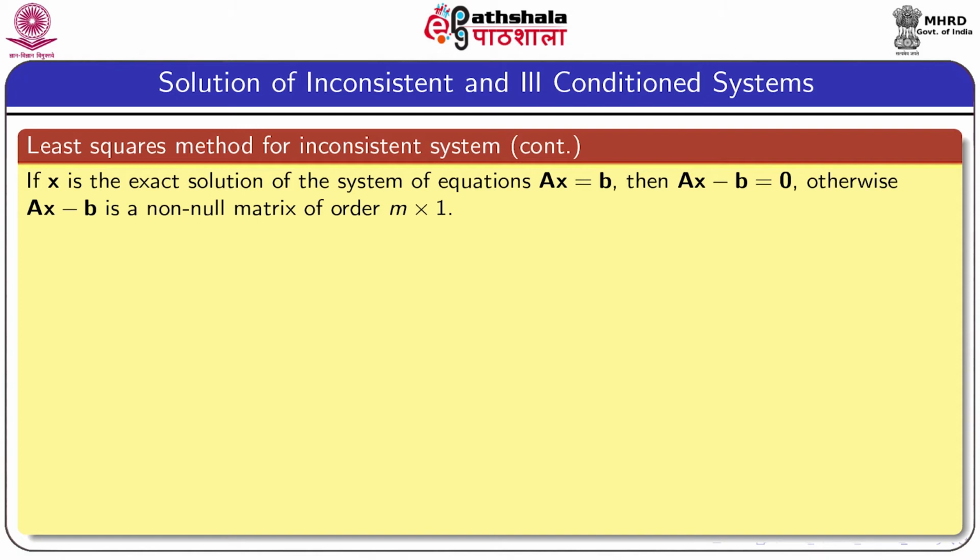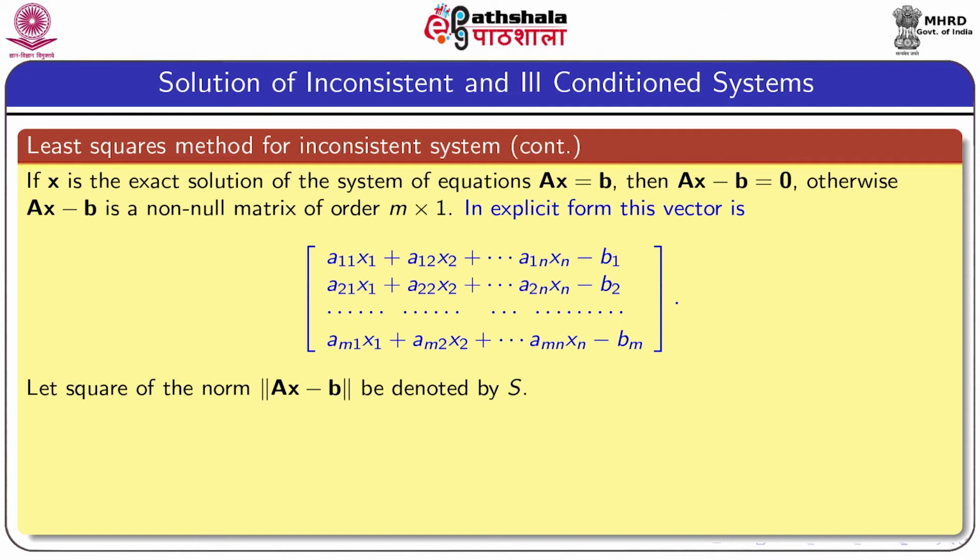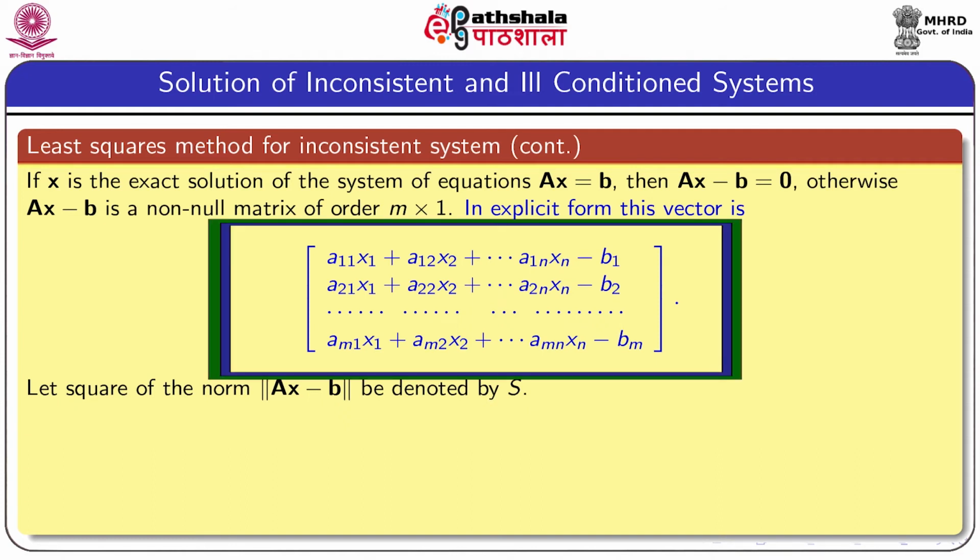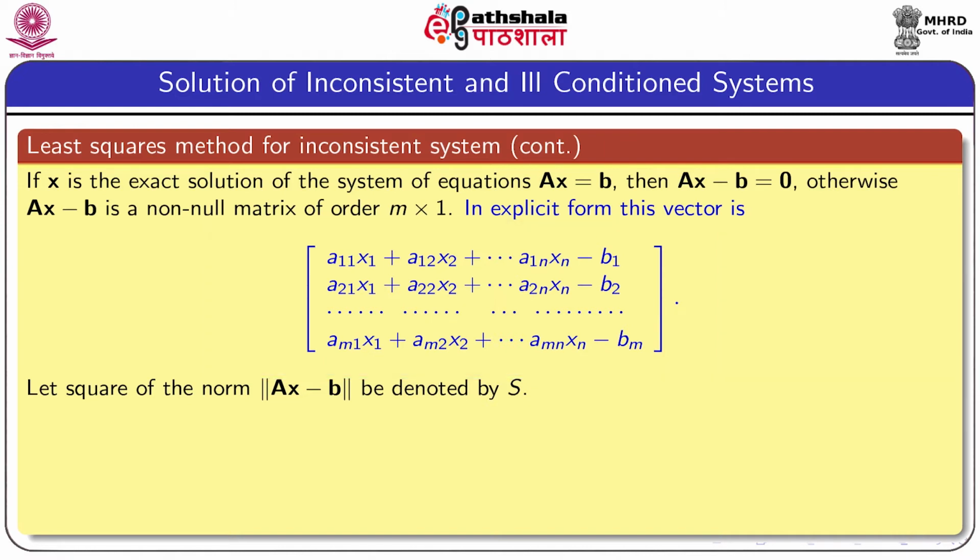If x is an exact solution of the system of equations Ax = b, then Ax minus b is a null vector, it is obvious. Otherwise, Ax minus b is a non-null matrix of order m by 1. In explicit form, this vector is this one. The first element is a11 x1 plus a12 x2 plus a13 x3 plus ... plus a1n xn minus b1, and similarly the other elements. Let the square of the norm of the vector Ax minus b be denoted by s.